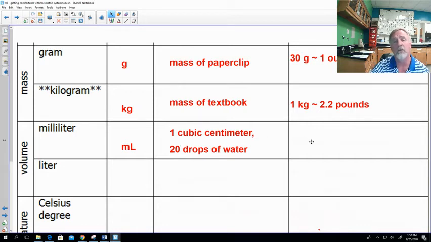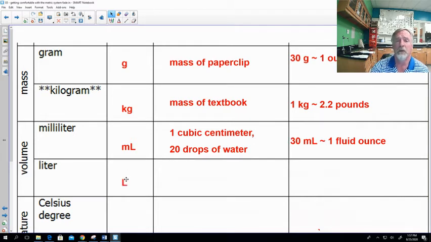How do we compare that to some unit in the English system? 30 milliliters is about 1 fluid ounce. So 30 milliliters, 1 ounce, it's really not that much. They're very small units.